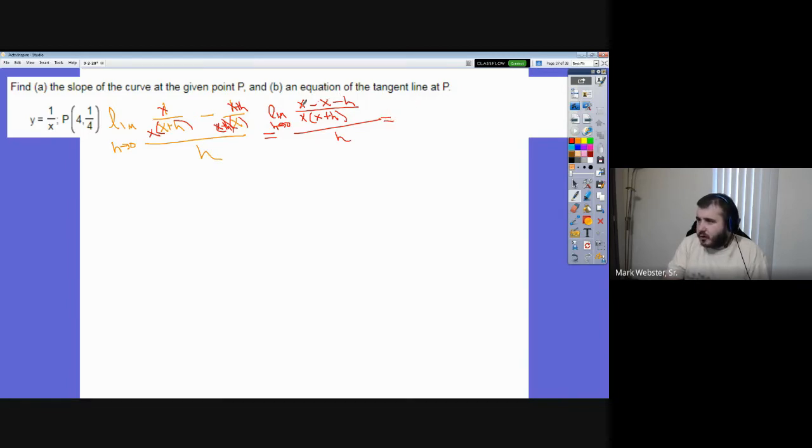Simplify your fractions here. x minus x minus h, right? That will be just minus h up here. And then remember, if you've got a denominator and a numerator like this, you can always take this denominator and shove it down into the real denominator. So you can actually have x times x plus h times h. Well, now look, there's a factor of h up top. There's a factor of h down on bottom.